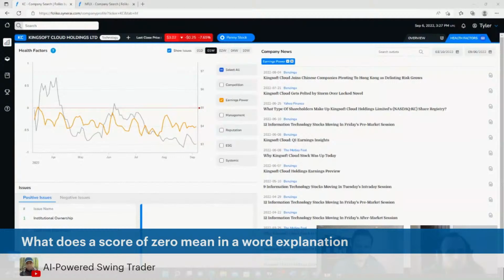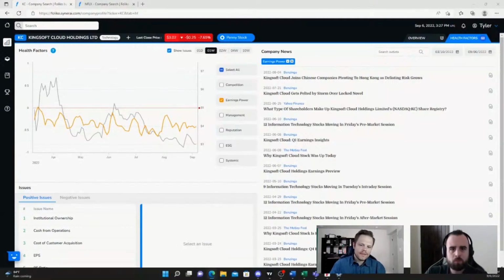What does a score of 0 mean? Like if the earnings power is at 0, I think you touched on this before a little bit. That just means average for 2 years. Is that correct? That means that the company is holding, in this health score, at about how it's been for the past 2 years. Okay. Exactly.